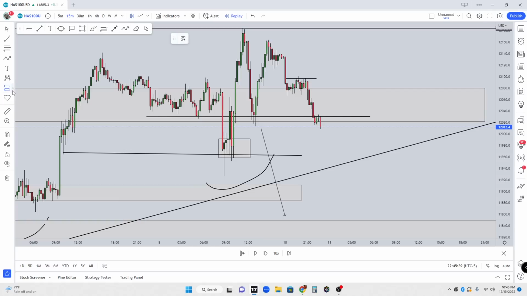So let's put in sell positions right here. There aren't that many rejections. I'd like to see more rejection in this area, but that's all right. Stops are going to go right above these highs, and then I guess we can put TP or whatever right there.